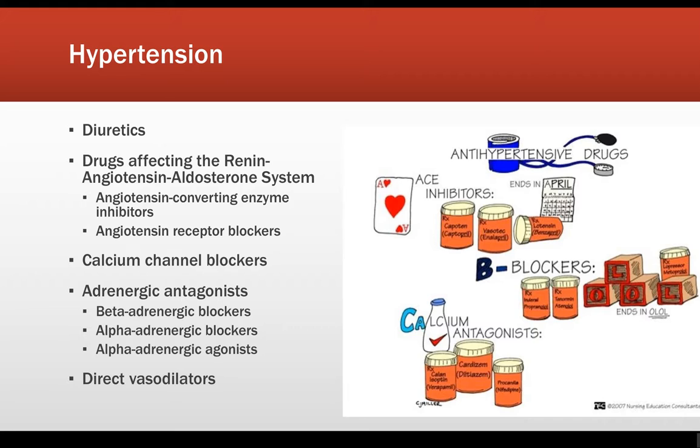We're not going to get too much into that because they aren't really that highly prescribed. Your direct vasodilators are going to be the drugs that will cause direct relaxation of vascular smooth muscle. Significant side effects occur with these drugs, so it's really important that you pay attention to those. Drugs that you're going to see in this category are going to be your hydralazine and your nitroprusside.